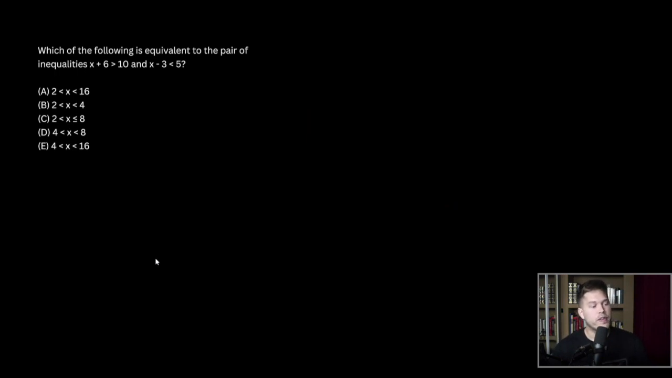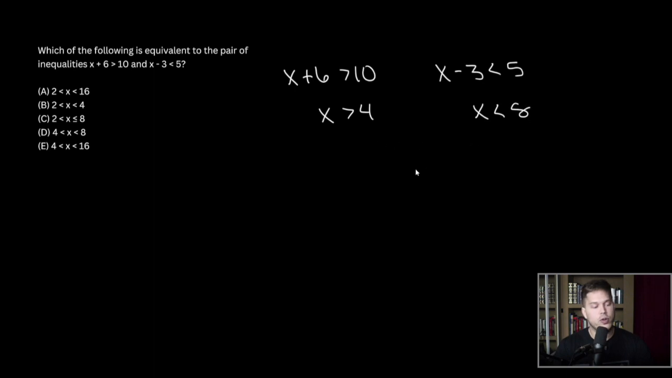Which of the following is equivalent to the pair of inequalities x plus 6 is greater than 10 and x minus 3 is less than 5? Okay, so let's rewrite these inequalities. We have x plus 6 is greater than 10, and if we solve for x, we have x is greater than 4. Similarly, with our second inequality, x minus 3 is less than 5, and if we solve for x, we get x is less than 8. Putting these two inequalities together, we have 4 is less than x, which is less than 8. Therefore, our answer is answer choice D.